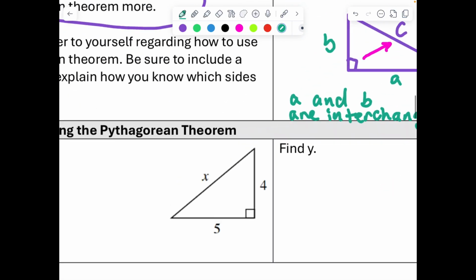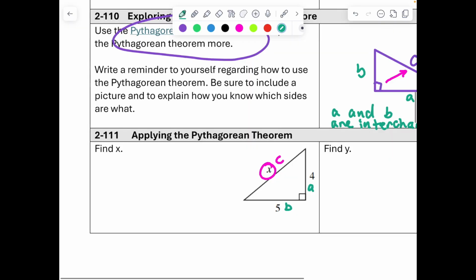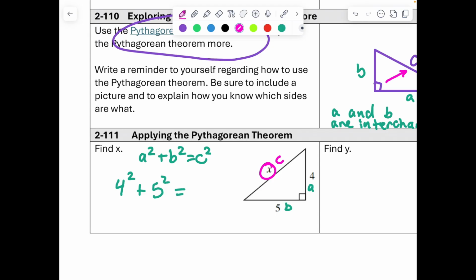So let's go ahead and apply this. Let's go ahead and label our sides. That's a great place to start. I know that my longest side is C, so in that case that is X. And then again, I can make whichever one I want A and B. So when I write the equation A squared plus B squared equals C squared, I can plug in my A, my B, and my C into this equation. So A is 4, so I'm going to have 4 squared. B is 5, so I'm going to have 5 squared. And then C is X, so I'm going to have X squared.